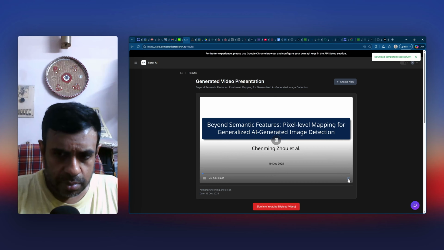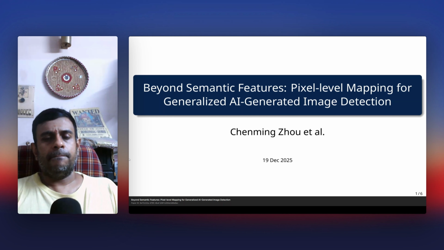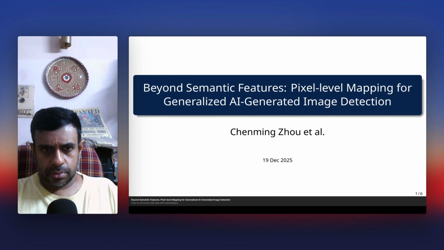Welcome to this presentation on Beyond Semantic Features, Pixel Level Mapping for Generalized AI Generated Image Detection. This research was conducted by Chenming Zhou et al. and published on 19th December 2025. Today, we'll explore the key findings and contributions of this important work.